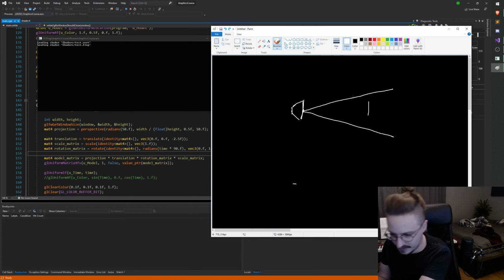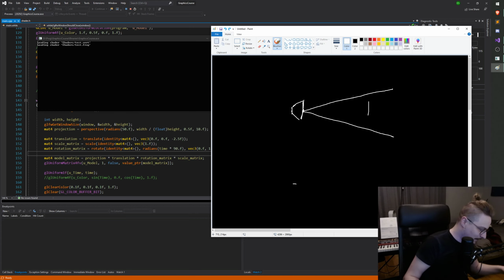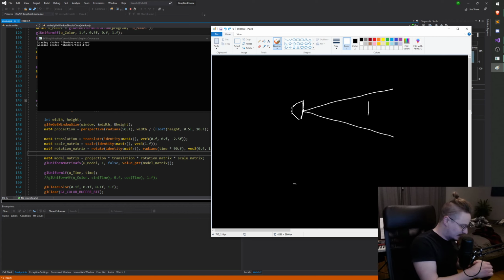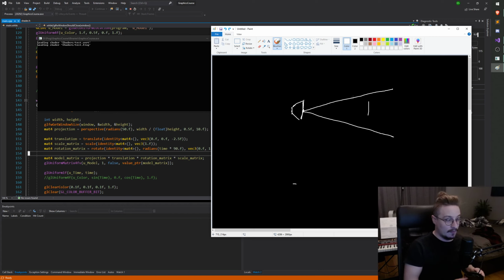So that's the illusion of the camera. And in 3D graphics, this is called the view matrix or the view transform.